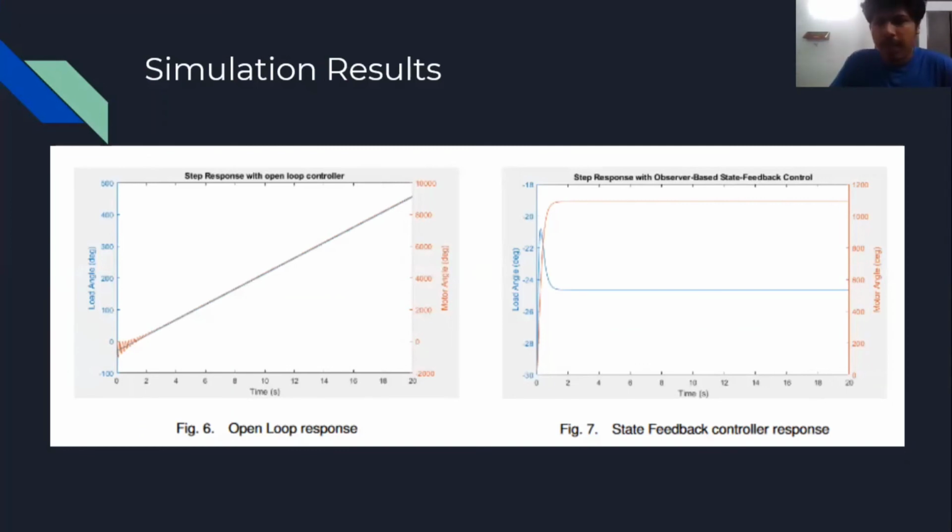Whereas for the state feedback controller response, within 1.5 seconds, the response damps down to the equilibrium point. That is, for load angle, it is -25 degrees, and it damps down to it. So we see that without a controller, the response is increasing, and with the controller, we get the desired results within 1.5 seconds of the time interval.